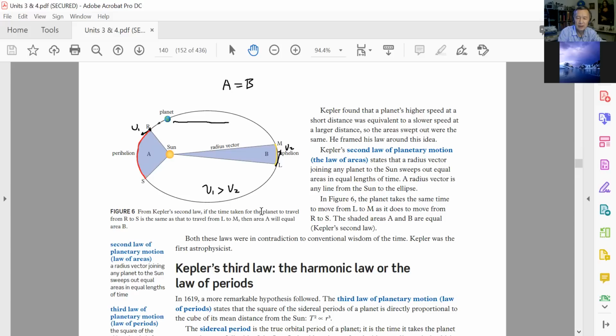So basically, velocity is not constant. The law states that the radius vector joining the planet to the sun sweeps out equal areas in equal lengths of time, equal time intervals. That's very important. So that is a very interesting law, and that is how we eventually understood. But he didn't give an explanation. Yet his law is very accurate.